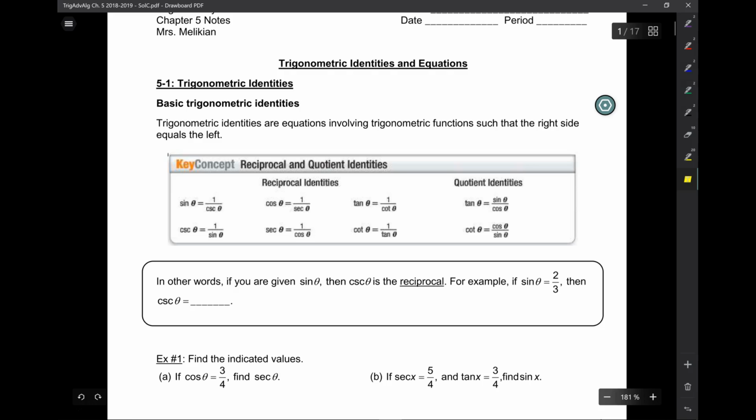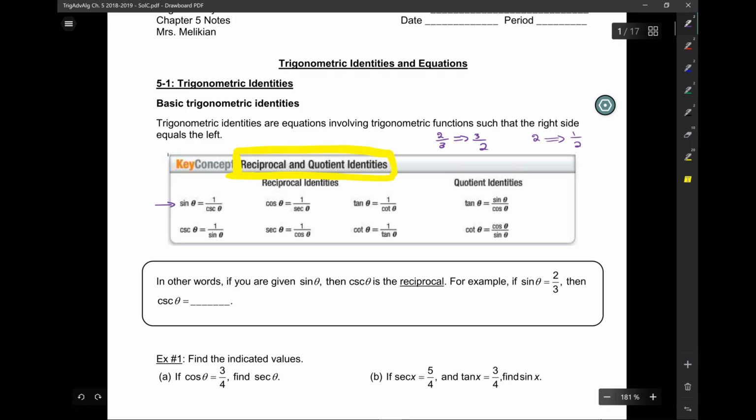For example, we have a few identities that are called reciprocal and quotient identities, right? And what's a reciprocal? So if I have 2 over 3, the reciprocal is 3 over 2, right? Now if I have just 2, what's the reciprocal? 1 over 2. So reciprocal is 1 over the original. So take a look at why these are called reciprocal identities.